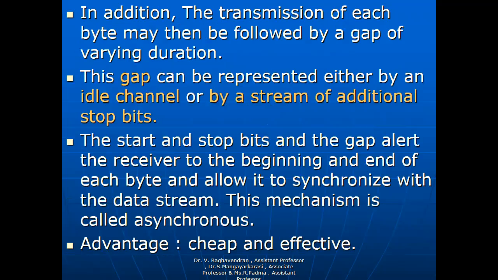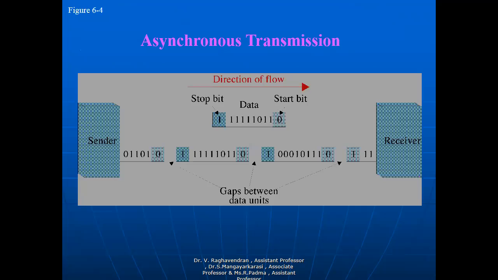In addition, the transmission of each byte may be followed by a gap of varying duration. The gap is represented either by an idle channel or by a stream of additional stop bits. The start and stop bits and the gap alert the receiver and are used for identifying the beginning and end of each byte. After that, it is allowed to synchronize with the data stream. This method is called asynchronous transmission. What are the main advantages of asynchronous transmission? It is for two things: it is cheap and effective. This diagram shows an example of asynchronous transmission.